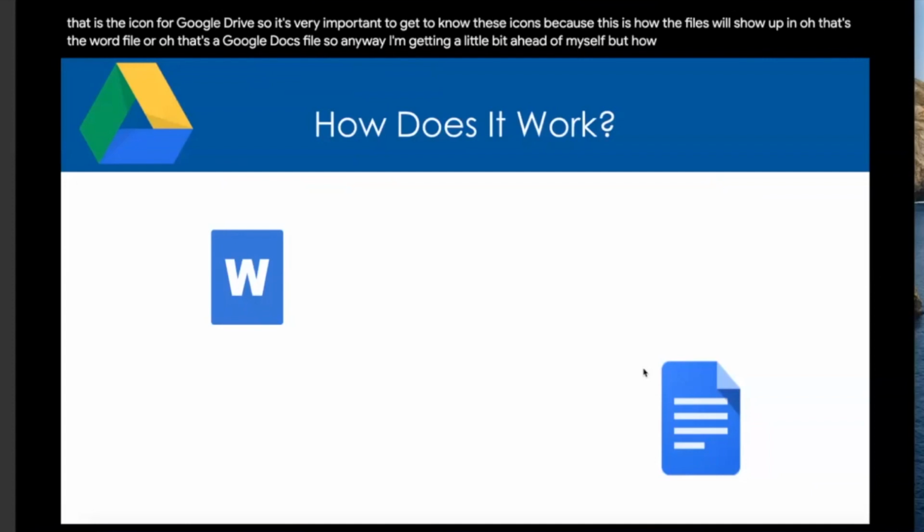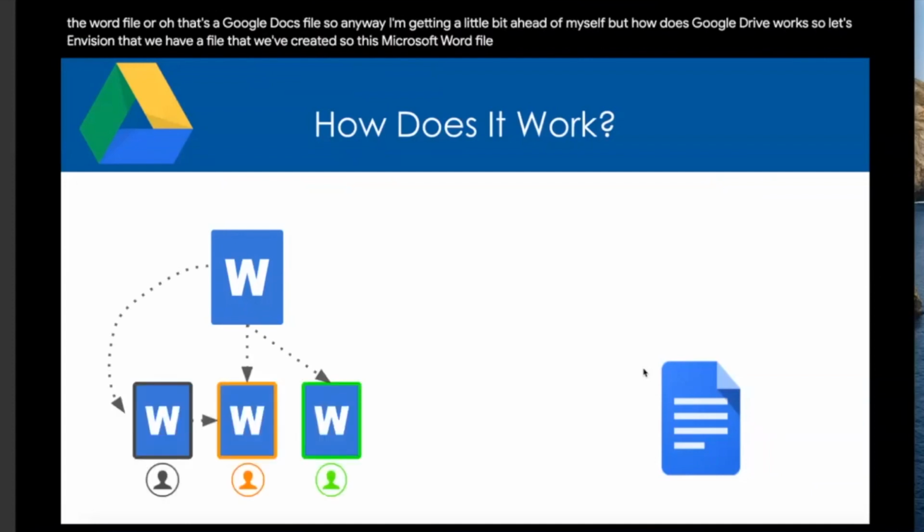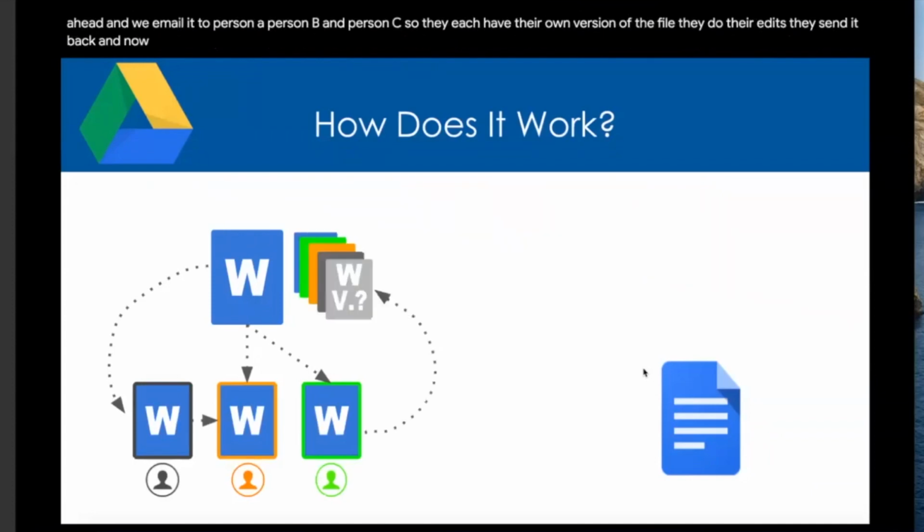So let's envision we have a file that we've created. This Microsoft Word file, we want to get it to our colleagues. So we go ahead and email it to person A, person B, and person C. They each have their own version of the file. They do their edits, they send it back. And now look at all of this work we have to do. We have to compile all of these different versions into one. Oh, that's so much trouble.